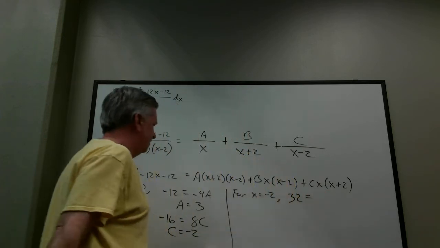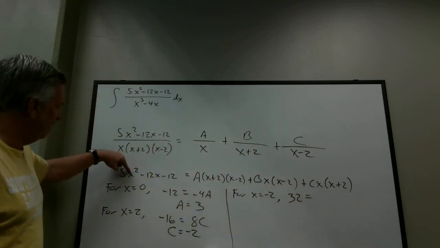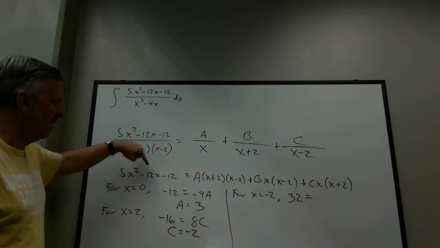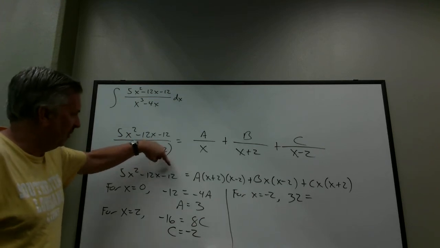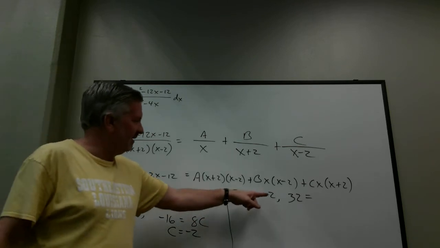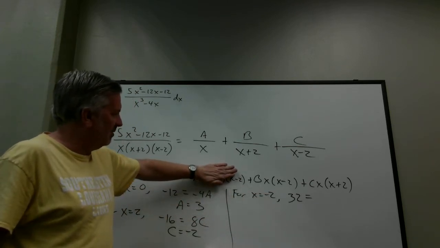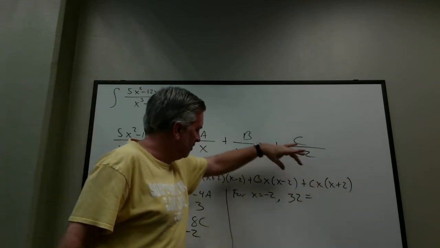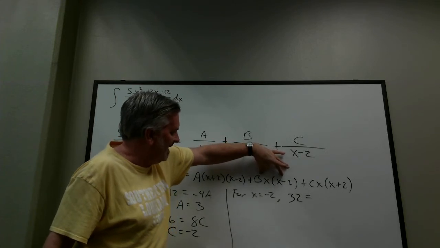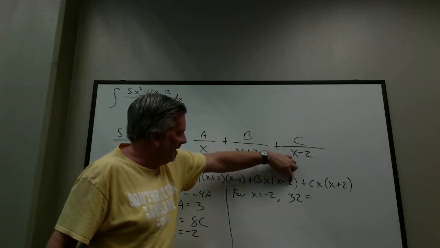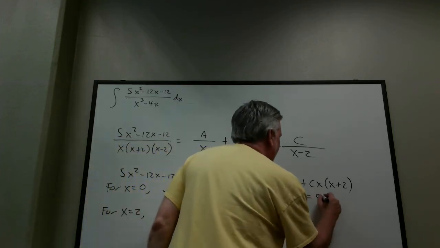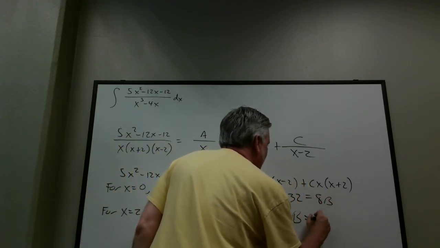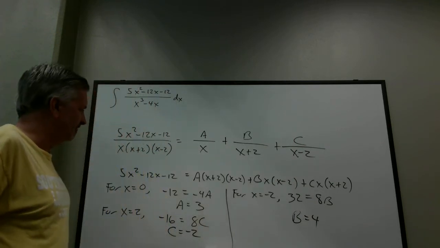Let me check that. Negative 2 squared is 4 times 5 is 20, plus 24 is 44, minus 12 is 32, okay? Now when I plug negative 2 on the right-hand side, that's 0, and that's 0. So I'm just left with this term. Again, x is negative 2 minus 2, so that's negative 4 times negative 2 is 8, and I have 8b, and b is 4. So I solve for a and b and c.